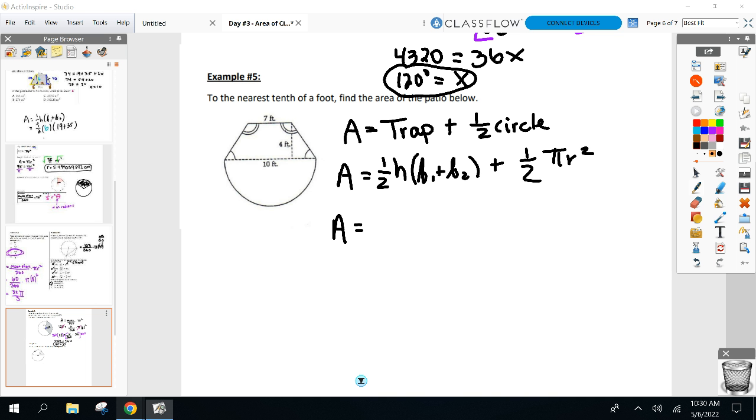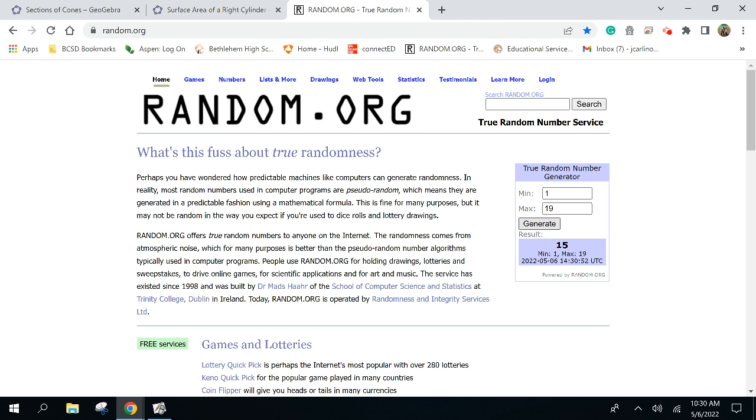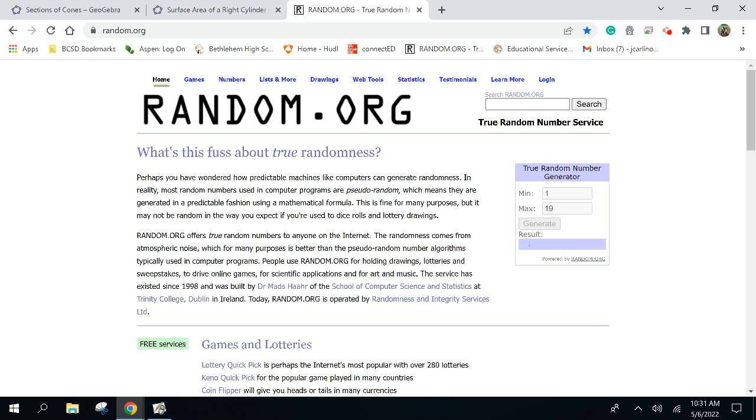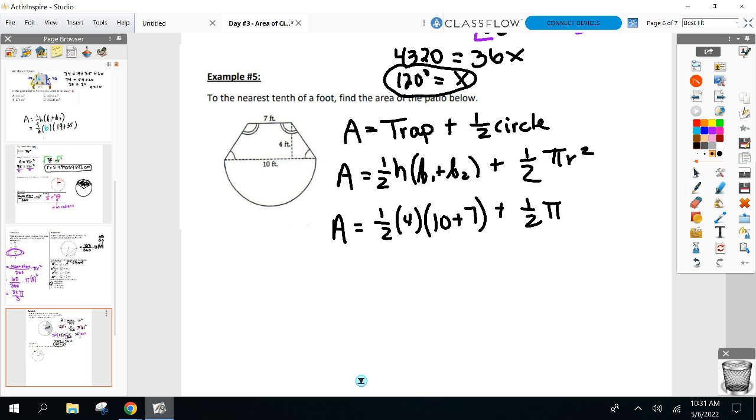All right, who's going to help me with the trapezoid? Trapezoid help, please. Height: 4. One of the bases: 10. Other base: 7. Make sure you add them, everybody, 10 and 7. Plus 1/2 pi. Anybody got a radius for this semicircle? 5. Good. There you go. Wasn't too bad. Luke, was that too bad? That's not too bad. And darn right it wasn't.